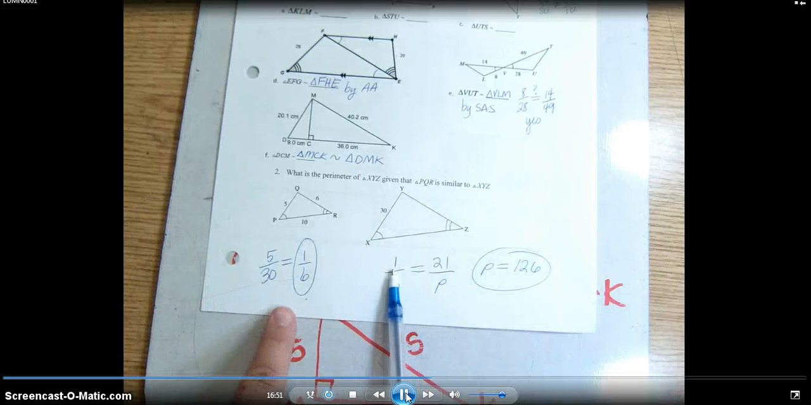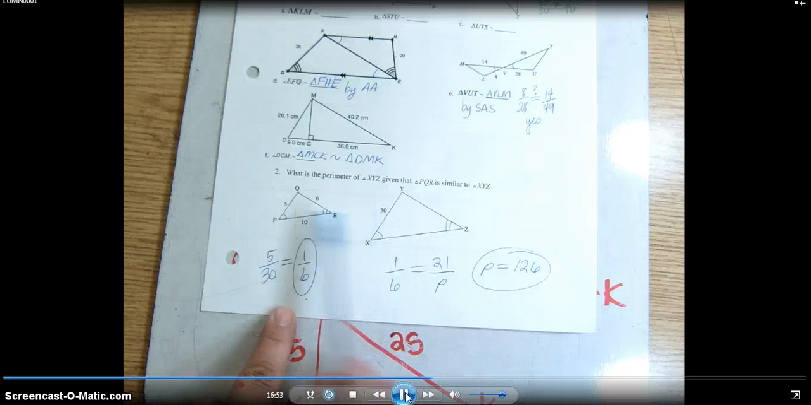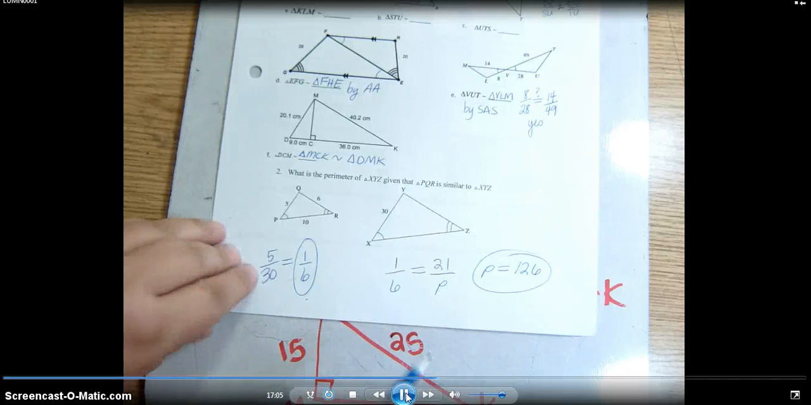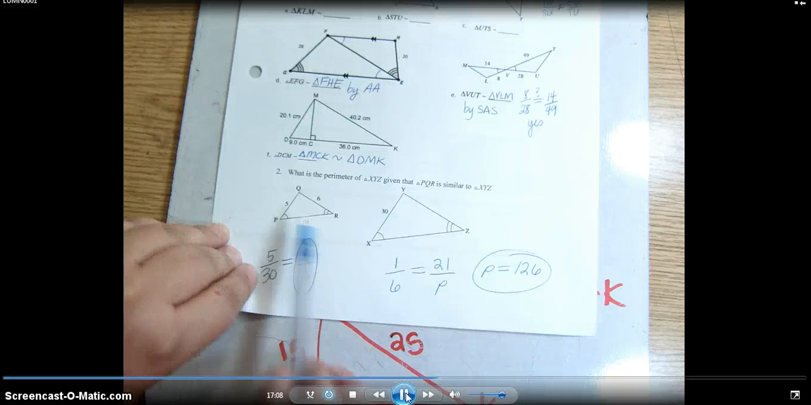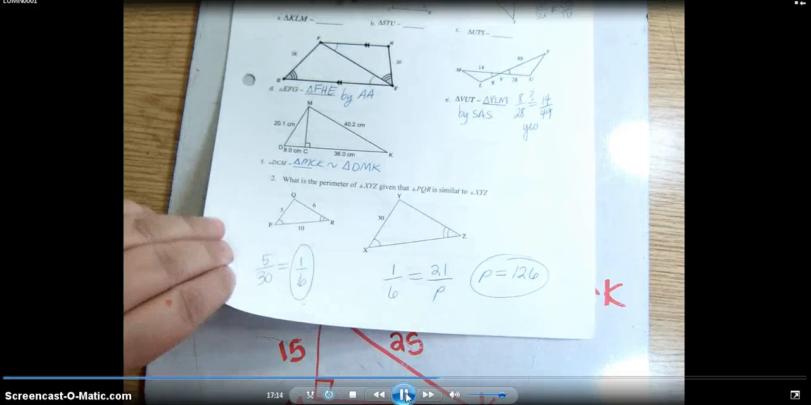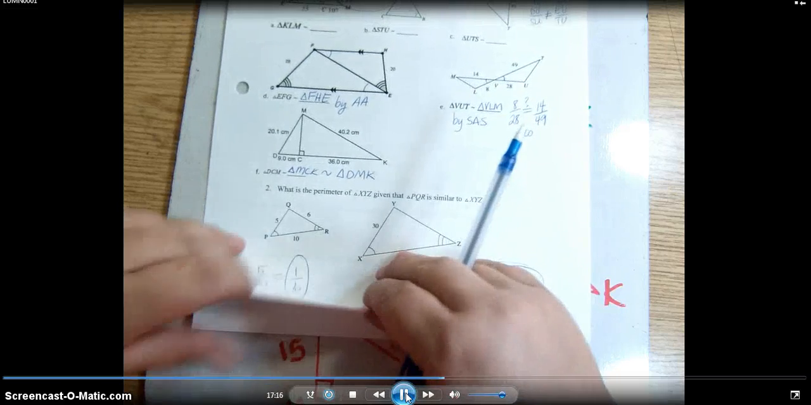So remember, whatever the side length ratio is, the perimeter ratio is exactly the same. It's the area ratio that would be squared, just like if I were measuring the room in feet. The area of the room would be square feet. The volume ratio would be the cube of this, just like the volume of the room would be in cubic feet. Okay, moving along.